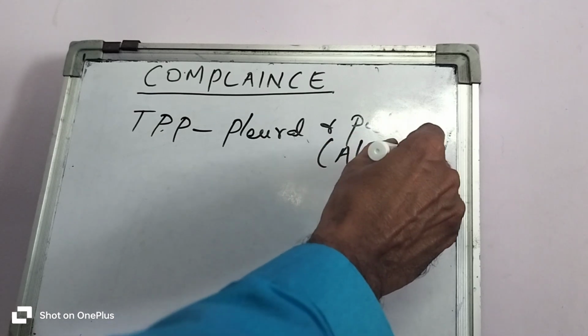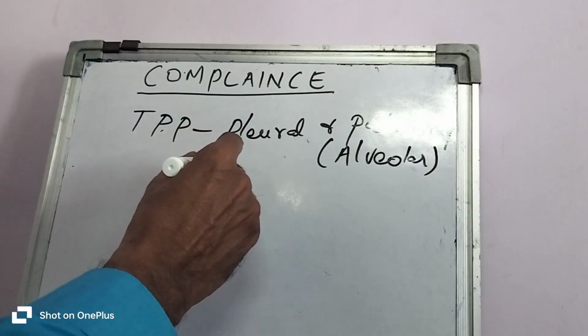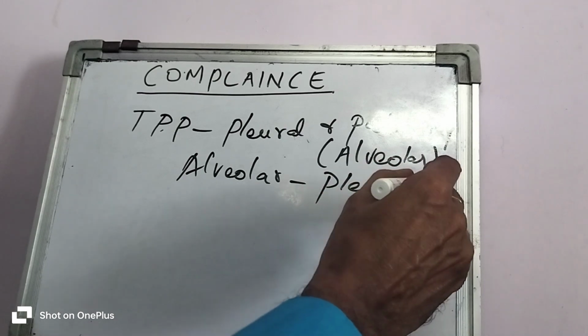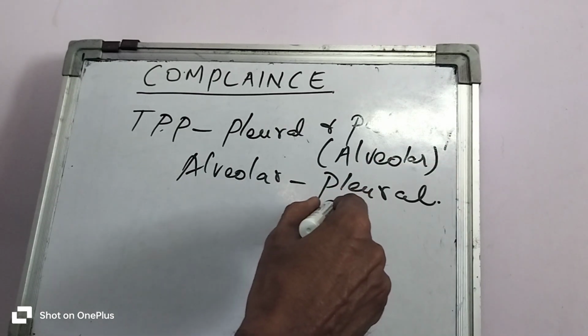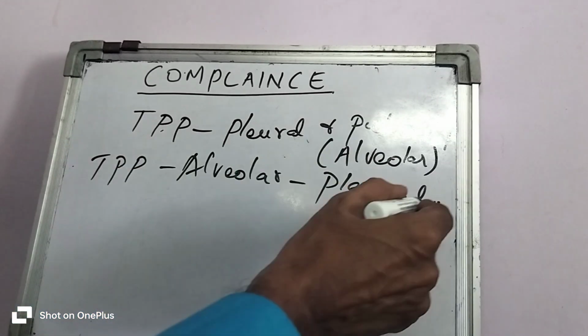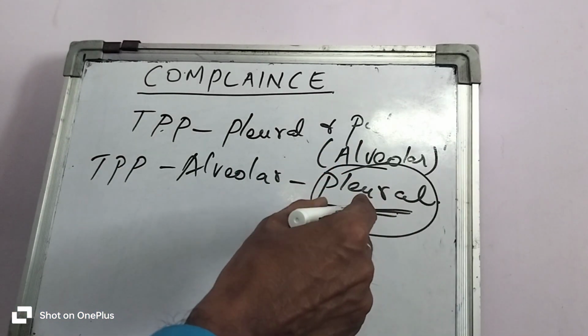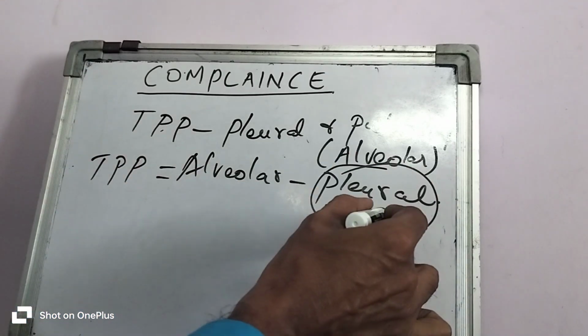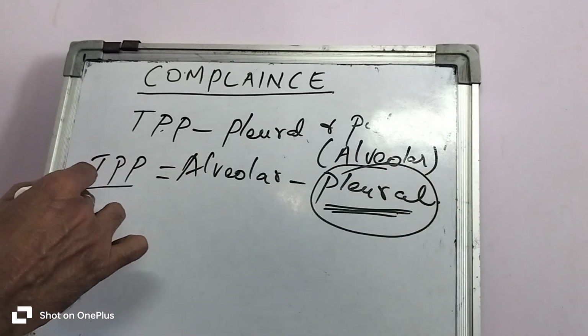Transpulmonary pressure is given by the formula alveolar pressure minus pleural pressure. So the more the pleural pressure becomes negative, the more the transpulmonary pressure will be. If this parameter decreases, automatically the difference will increase. So a change in intrapleural pressure is going to affect the transpulmonary pressure.